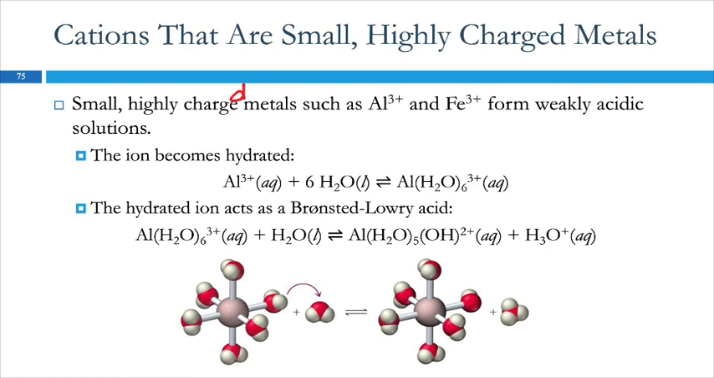I see some very suspicious, skeptical looks. What is this? It is weird. They do this because they are very small, so 6 water molecules can get around them. And they have a high charge. If you have a low charge, not going to happen. If you have a bigger ion with a high charge, it's not going to happen. They have to be small and highly charged. So really, it's just these two that we need to worry about, aluminum and iron 3.